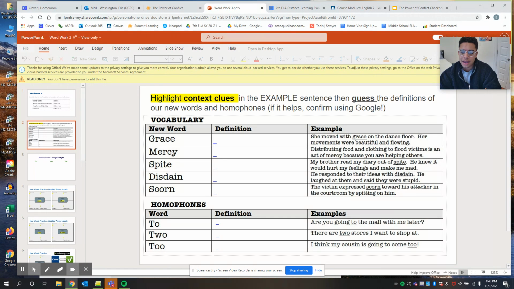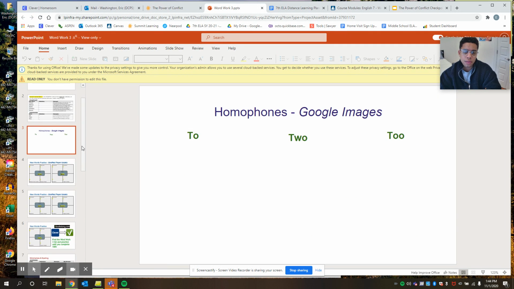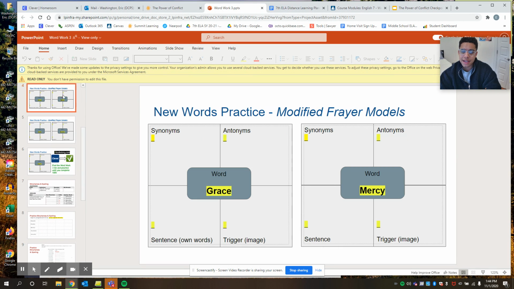So these are all our vocabulary words. You'll copy in the definition for each one, either keeping your guess if it's accurate or changing your answer to the correct definition. Homophones, you'll put images in like Word Work 2. Frayer models are the exact same. You're finding words that are very similar to grace and words that are very different or the opposite of grace. Same thing with mercy. You'll write your own sentence using this word, so not one of the synonyms, not one of the antonyms, using the word grace. Same thing for mercy. Same thing for all of the words.